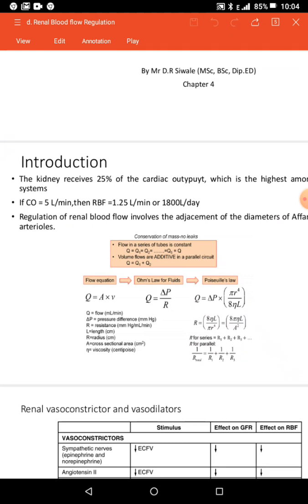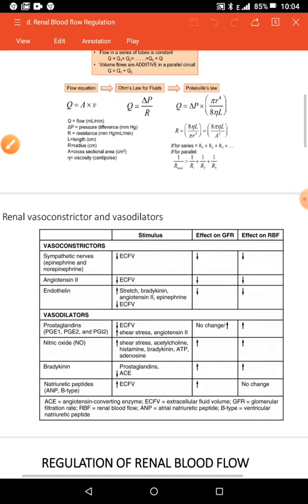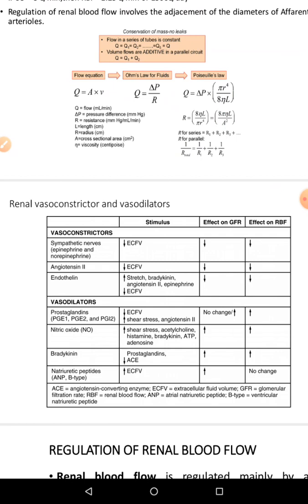Okay. Now there are factors that can adjust the diameters of the afferent and efferent arterioles. Those factors, we call them vasoconstrictors and vasodilators. So we'll start by looking at the vasoconstrictors. What factors constrict these arterioles? The first one is the sympathetic nerves. At the end of the nerve terminal, they secrete epinephrine and norepinephrine. This is a vasoconstrictor.